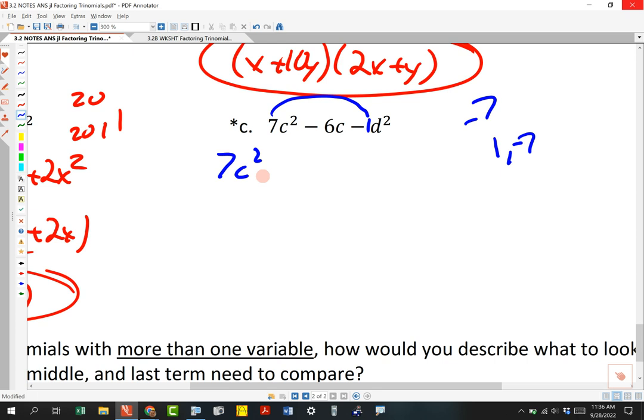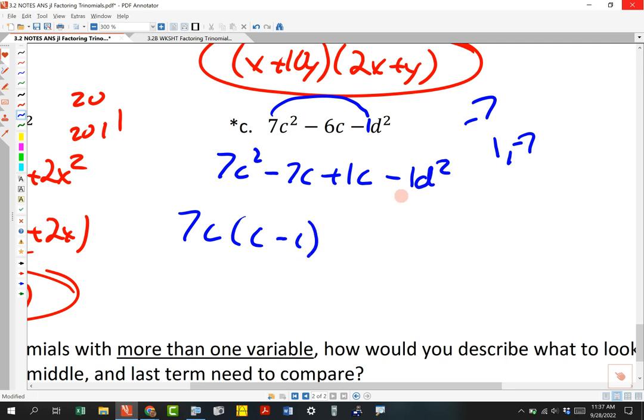Ooh, let's see. Something else about this. Can I write it this way? Take a look. -7c plus 1c. I'll write it like that. Minus 1d squared. I'll write that. I can take out a 7c. I'm left with a c minus 1. What can I take out of here? I can only take out a 1. And what I'm left with is a c minus d squared.